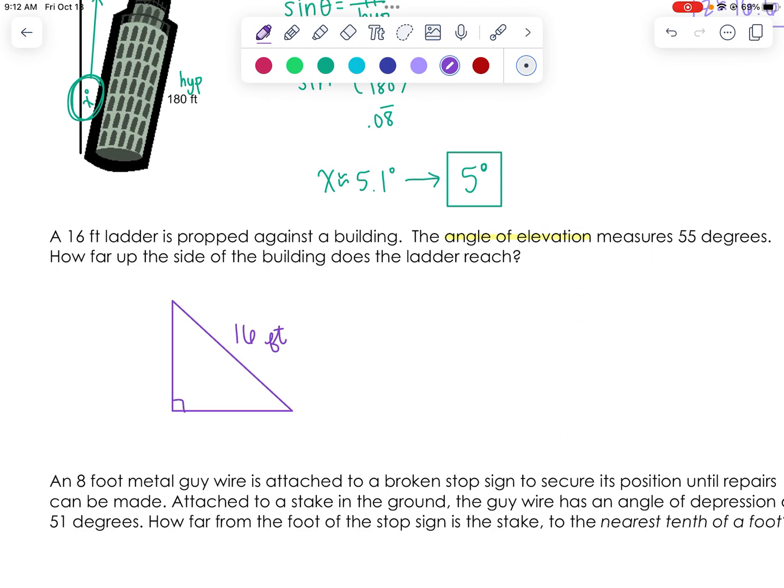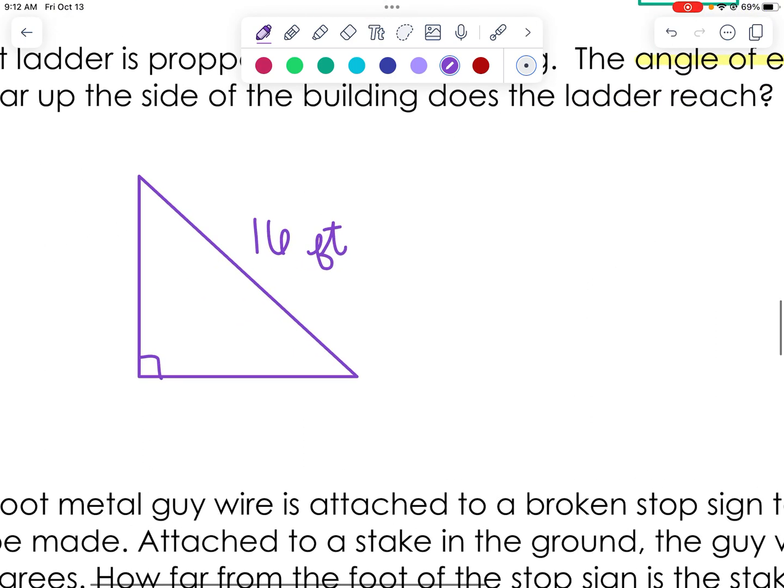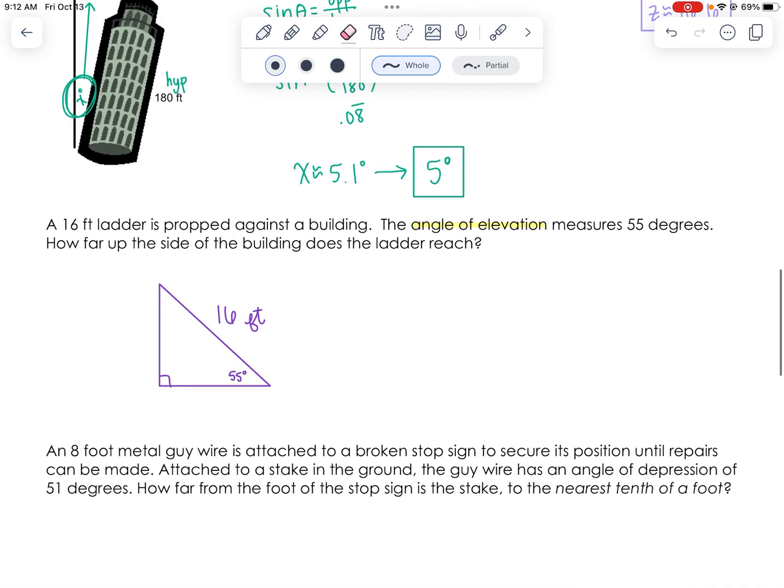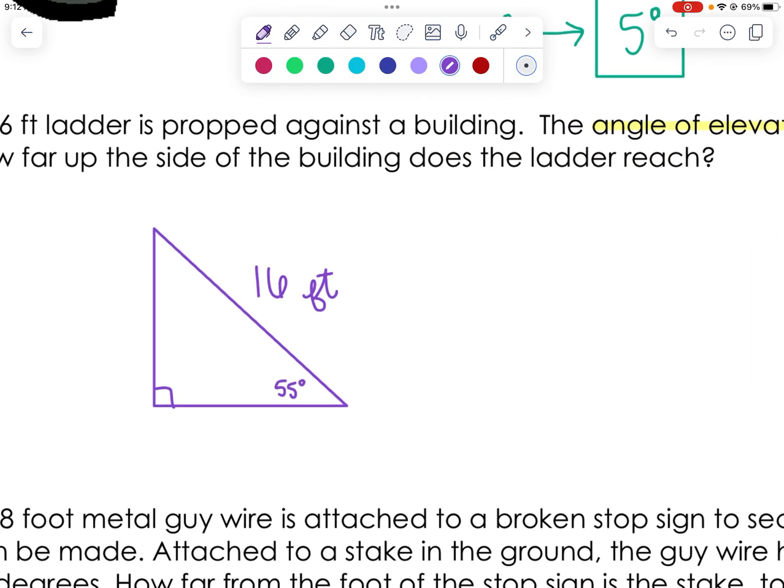Okay, angle of elevation. We've talked about this before: your line of sight is horizontal, and if you're looking up, that angle would go here. It's like your eye is there. It's a very creepy eye. But your line of sight is horizontal. Your vision tends to be horizontal. If you're looking up, that's that 55 degrees. Okay, how far up the side of the building does the ladder reach? And that X would go here.